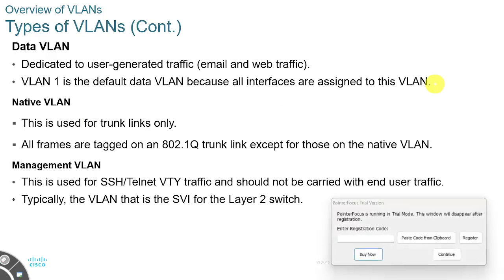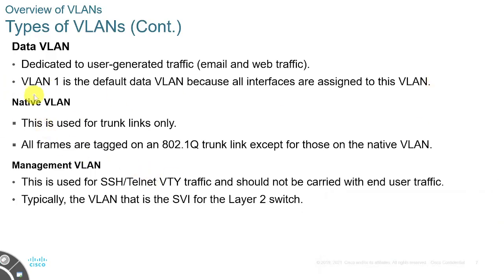However, native VLAN is another. This is used for trunk links only. When we use a trunk link, it means that there are some tags on the frames. So within this trunk link, if we have any VLAN that doesn't use tags, we call this VLAN native. But in any trunk link, we only have one native VLAN.